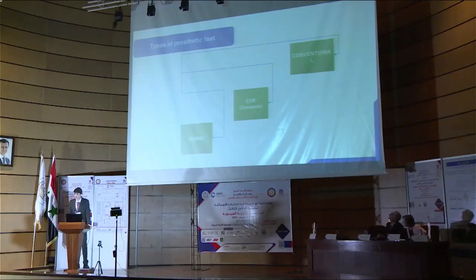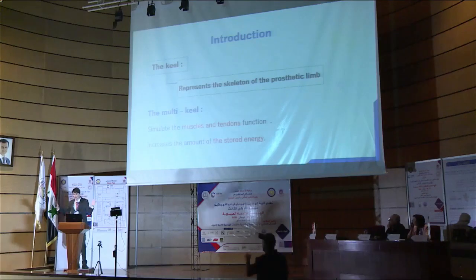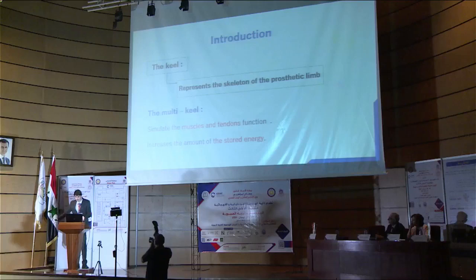Finally, we have the bionic type. The bionic is a combination of mechatronics, electronics, and biomechanics. The bionic prosthetic is the most advanced and the most efficient, but at the same time, it is the most expensive. The keel is the fundamental constituent of the prosthetic. It can be either a multi-keel or a single keel. The multi-keel functions as the skeleton of the prosthetic and simulates the role of the muscles too. And this combination between keels makes the ESR level higher and higher.